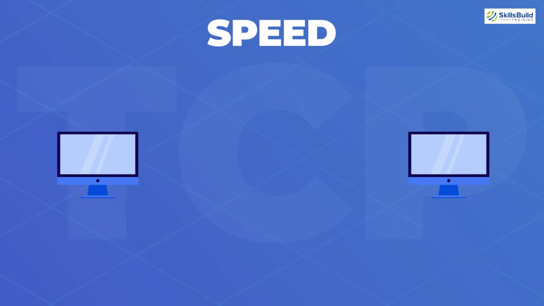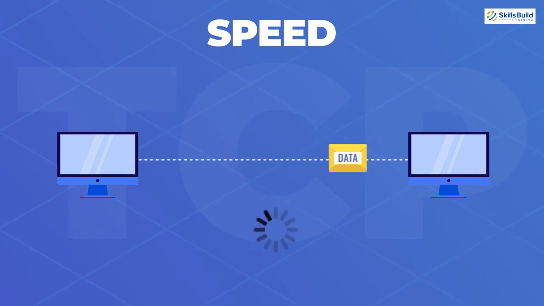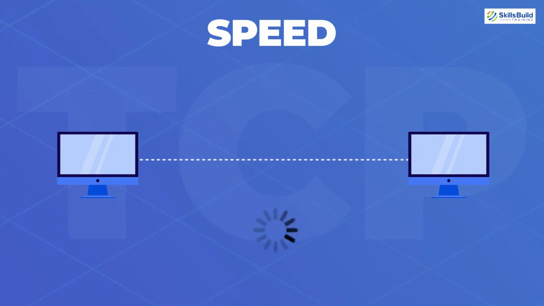The next feature is speed. TCP is a bit slower than UDP. As we know, it allows the retransmission of data, and obviously it takes time to retransmit it, and that is why it is a bit slower than UDP.